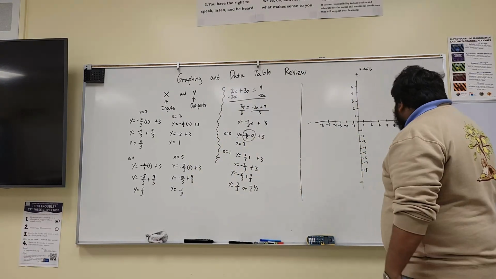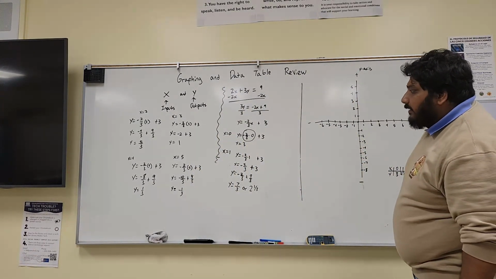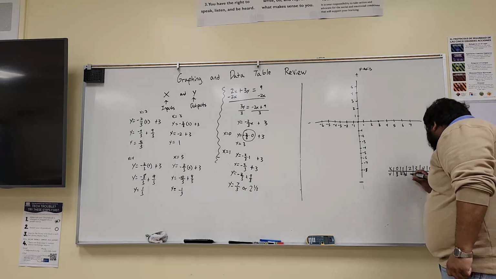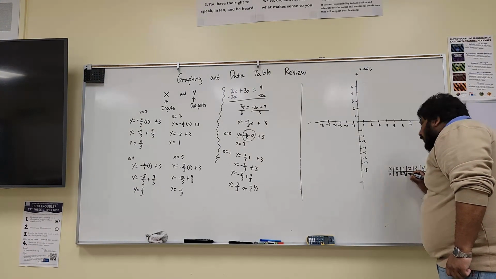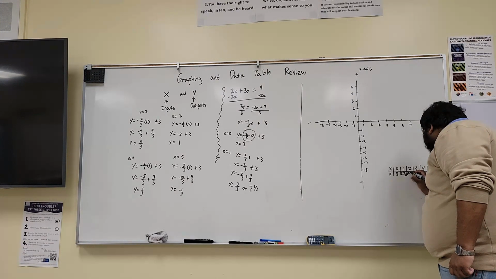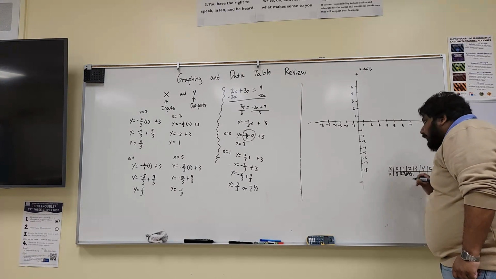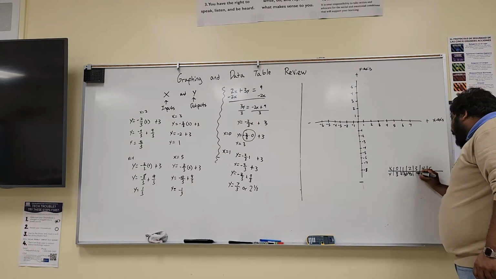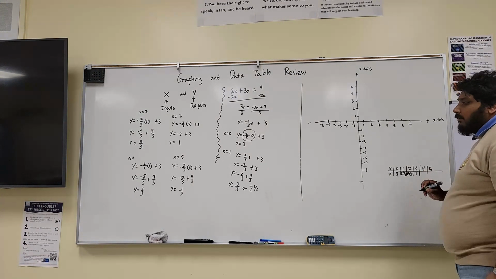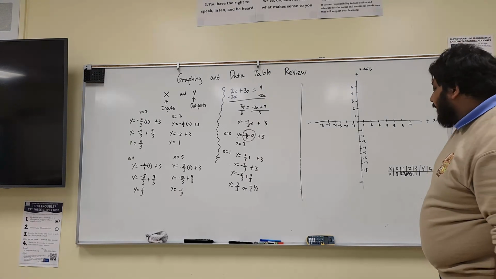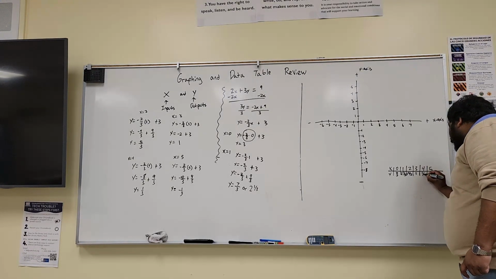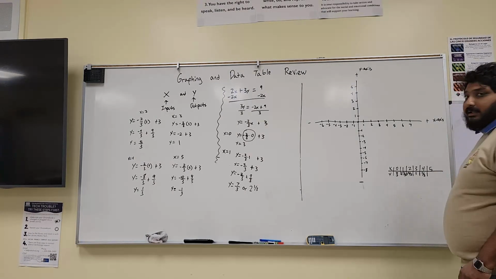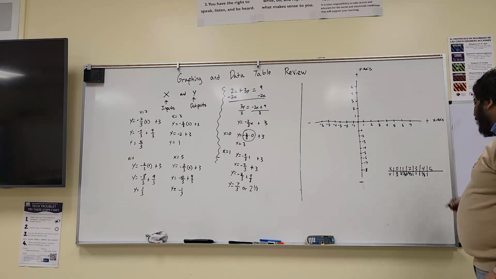So let's see, when x is equal to 2, we get 5 over 3. That would be the same thing as 1 2/3. When x is equal to 3, we get that y is equal to 1. When x is equal to 4, we get that y is equal to 1/3. And when x is equal to 5, we get that y is equal to negative 1/3.